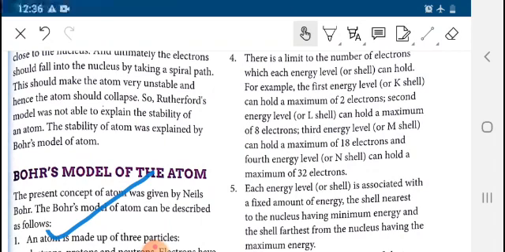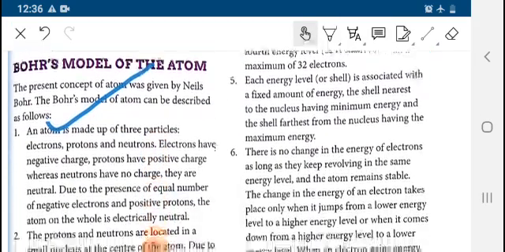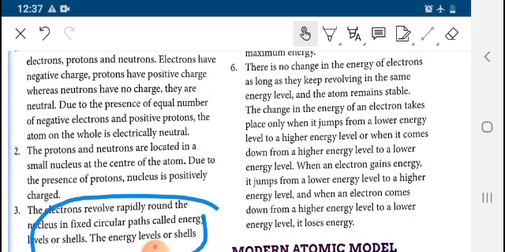There is a limit to the number of electrons in each energy level. The number of electrons is fixed, such as in the K shell 2, L 8, M 18, N 32. So these are the numbers of electrons each shell can accommodate. Each energy level is associated with a fixed amount of energy. There is no change in electron energy as long as they are revolving in the same energy level, and the atom remains stable. So this is the answer for the stability.